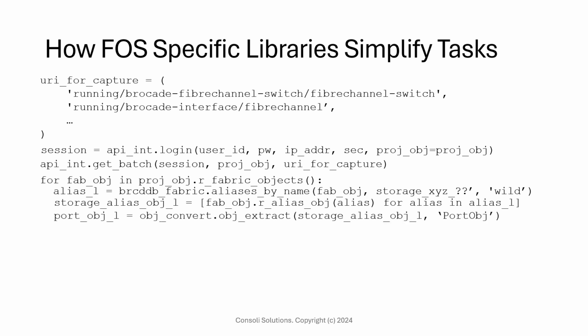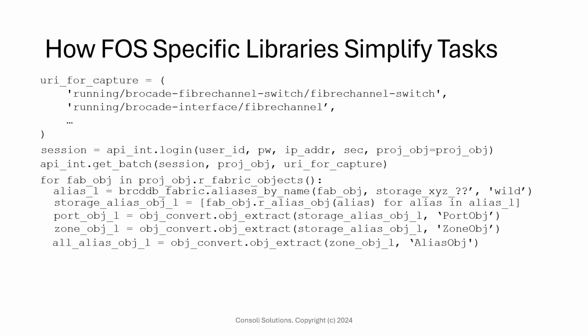I'm going to need a list of port objects. So this object extract utility takes a list of objects and converts it to whatever I tell it to, in this case port objects. And it removes duplicates, so if I had NPIV technology here with duplicate worldwide names, I wouldn't get duplicate objects. The zone object list uses the same utility, only this time I'm extracting all the zone objects. The reason I'm doing this is I need to know what servers are talking to that storage. I build this all alias object list by, again, using that same utility, only this time I'm extracting the alias objects out of the zone.